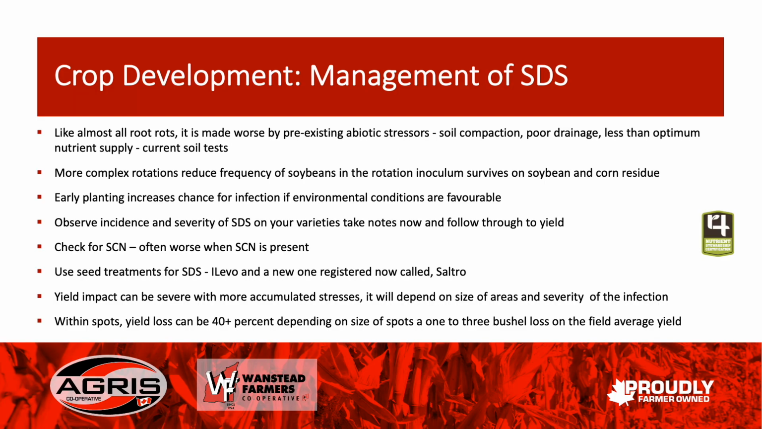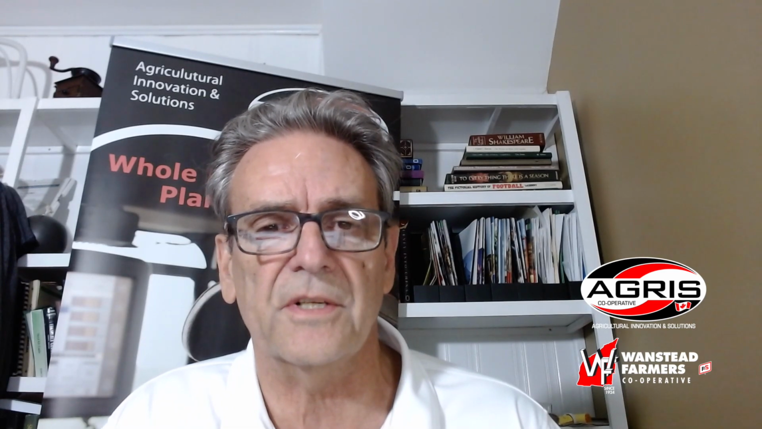Check for soybean cyst nematode. Soybean cyst nematode will make root rots worse. It's not that it causes it, it's just that it's a facilitator. It allows an entry point where that female cyst is attaching to the root to allow diseases to get in, so it makes it a little easier.